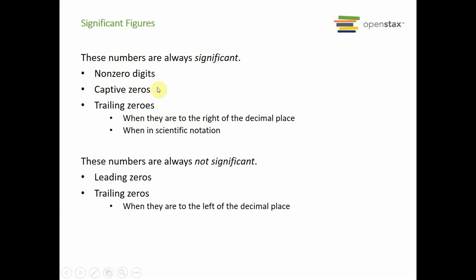I might have said something wrong up here. When they are to the right of the decimal place, that would be like 11500 point. So those zeros are significant as soon as you write the point.